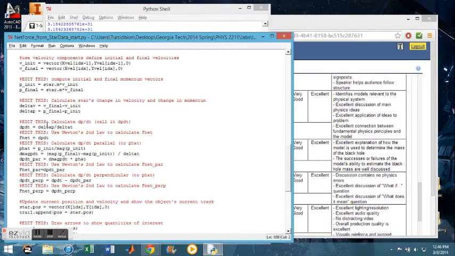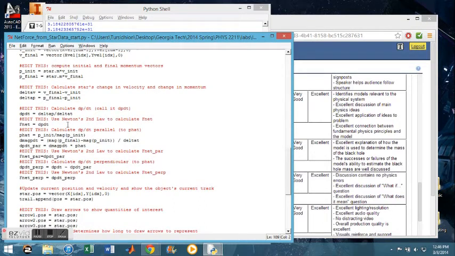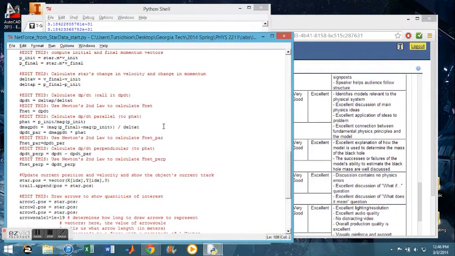Then we can divide delta p by delta t to get dp/dt, and we know from Newton's second law that this is equal to F net because of our assumption. We can also find the components of dp/dt, which are the perpendicular and parallel components. We know the parallel component is equal to d|p|/dt times p hat.